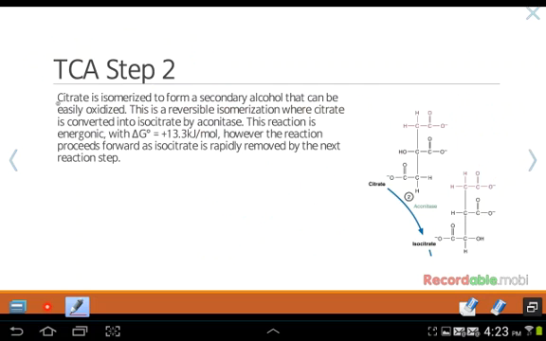In step 2, citrate is isomerized from a tertiary alcohol to a more reactive secondary alcohol. This reaction is reversible. However, we do have a slightly unfavorable reaction. However, this is pulled forward because isocitrate is rapidly depleted in the following reaction steps of the citric acid cycle.